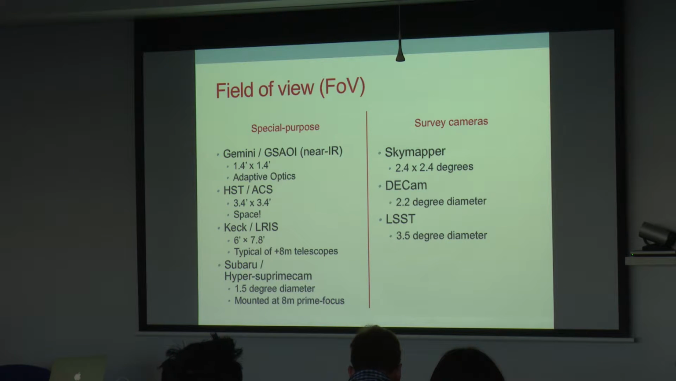Yeah. So here's just kind of a listing of some common fields of view. Gemini has this awesome thing that gives you a tiny field of view, but gives you extremely high resolution. I'll talk about that in a second. At the other end, you have something like Subaru, which has a large field of view, and the one I just talked about, LSST. These ones are generally special purpose, so a few targets or one target that you're zooming in on to get it. These are more survey-optimized telescopes like LSST, which are designed to map out large chunks of the sky.